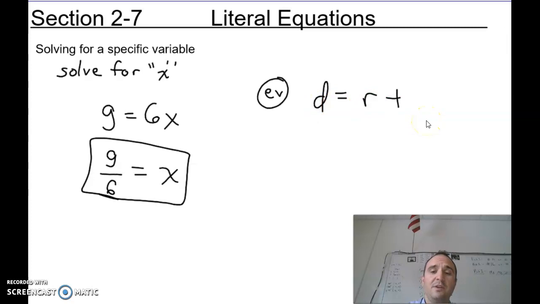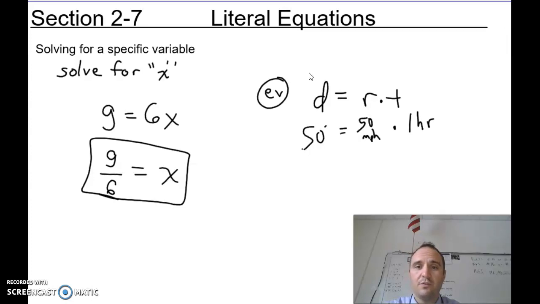D equals r times t, or distance equals rate times time. Think about this. If you traveled at the rate of 50 miles per hour times 1 hour, 50 miles an hour for 1 hour, you've traveled 50 miles. So this formula does work. But let's see what it actually translates to when you're solving it for r.